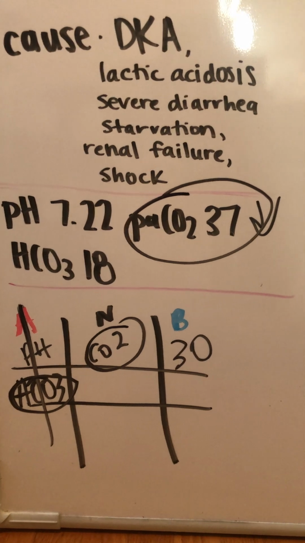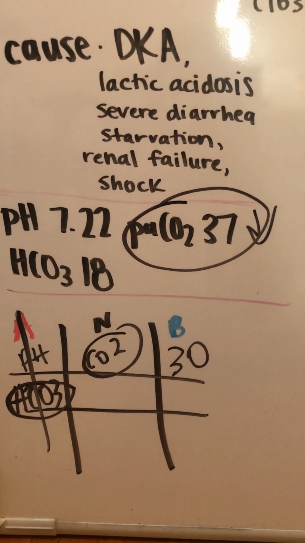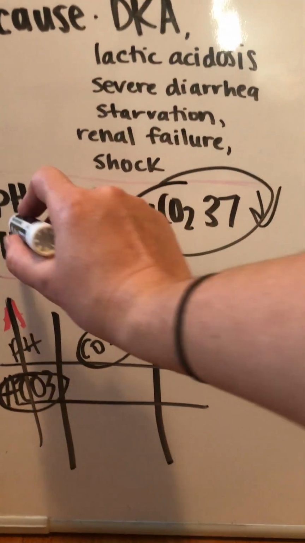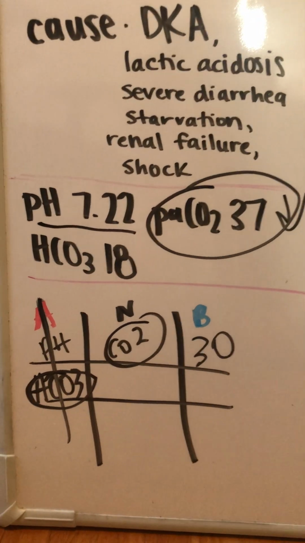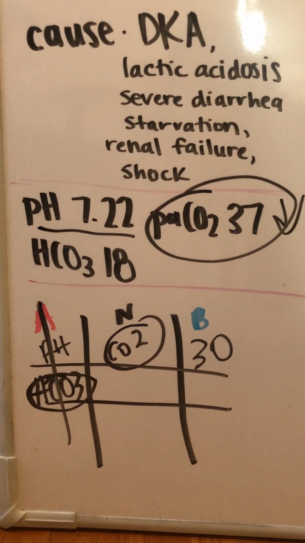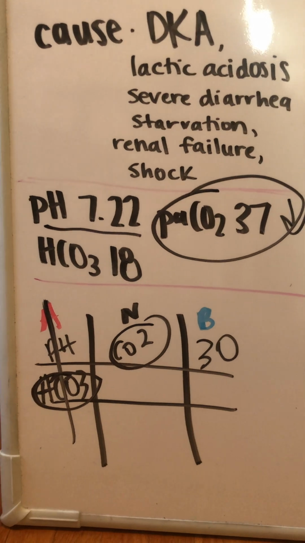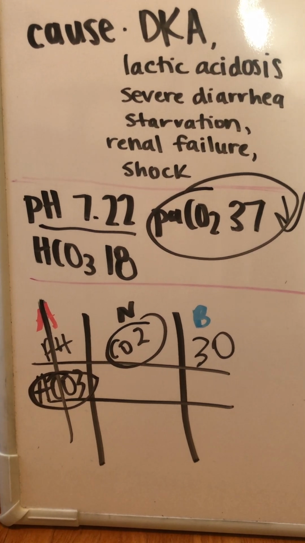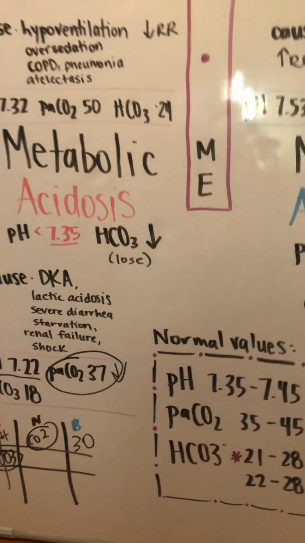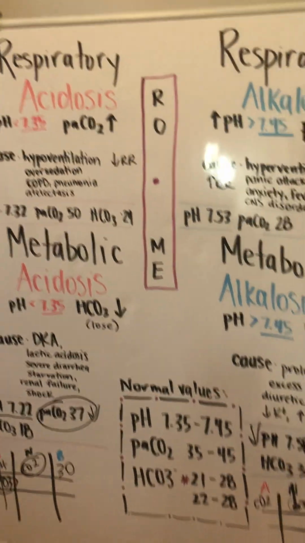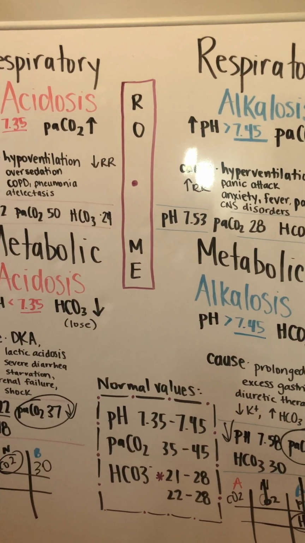There's partial compensation if the pH is outside of the normal range, and full compensation if the pH fully normalizes. So the pH would have to get back to at least 7.35 to have full compensation. Okay? So that's just a complete overview of the four states of blood gases. I hope this was helpful.